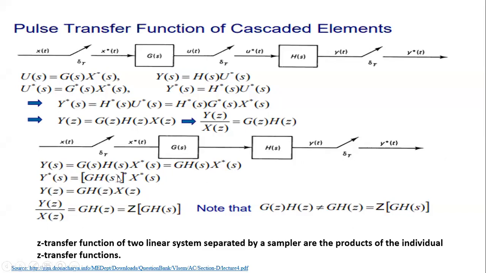Gh of s, I'll be star, will be written as gh of z. X star of s will be written as x of z. So please understand that gh of z is not equal to g of z into h of z. In the first case, the transfer function of the cascaded system was equal to the product of the individual transfer functions, which is not the case here. If you remember, even this property we have seen.